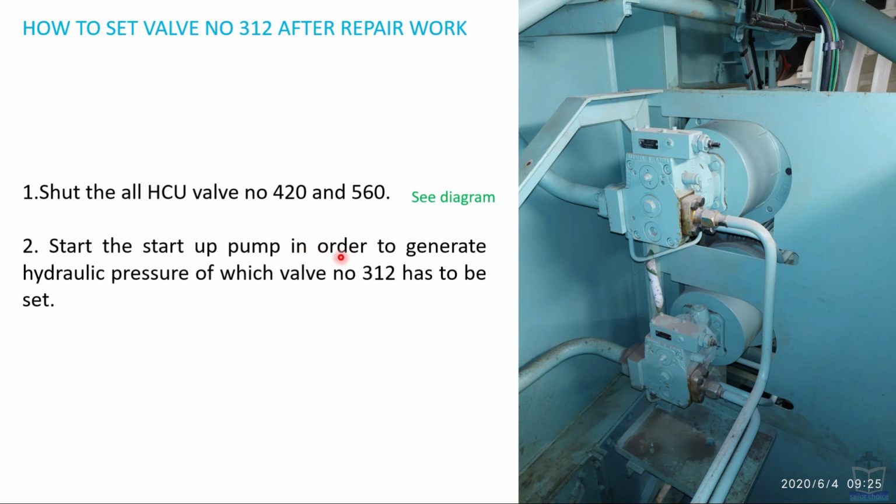Start the startup pump in order to generate hydraulic pressure, of which valve number 312 has to be set. Gradually set the release pressure. Why do these two valves need to be shut? Because unless you shut these valves, hydraulic pressure is not going to rise, since some internal leakages are always there in the hydraulic cylinder unit. Now moving next.